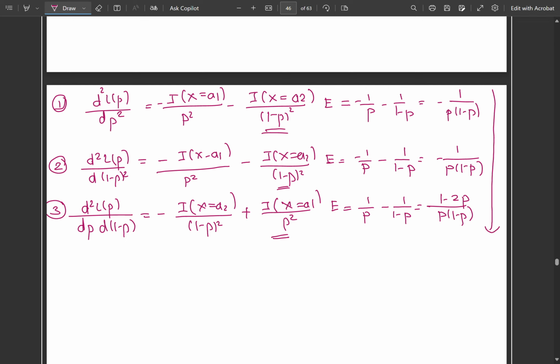Now it is worth mentioning that this calculation shows that the Fisher information is the same whether we parameterize by p or 1 minus p. This shows the symmetry of the Bernoulli distribution, and the variance would not be different if we parameterize by p or 1 minus p.